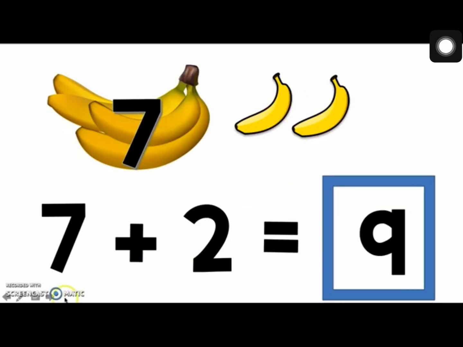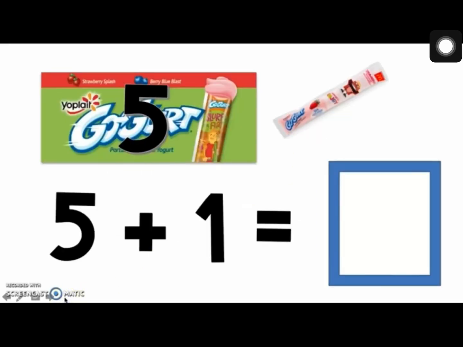Excellent. You're really good at counting on, I have to say. What about this Go-Gurt? Oh, strawberry's my favorite. Yum. If I had 5 in the box, and then I have 1 more, how many Go-Gurts would I have altogether? Yeah, you're right, 6. I could say 5, and then count on 1 more. So I could say 5, 6. I could use that picture, or I could use my counting sticks.